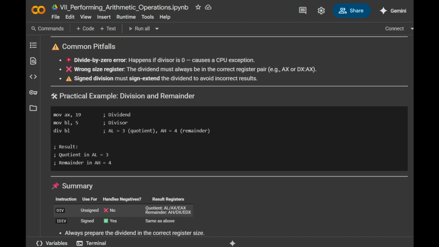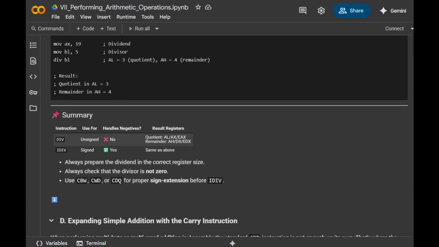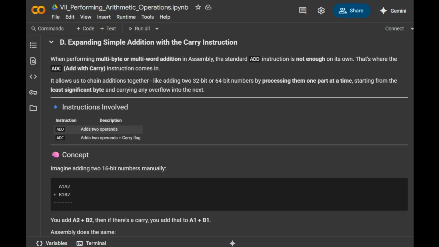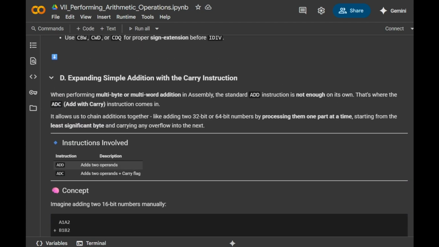Next, let's see how to expand simple addition using the carry instruction. When you need to add numbers that are larger than the CPU's native register size, like adding two 32-bit numbers on a 16-bit processor, the standard ADD instruction isn't enough. This is where ADC, which stands for add with carry, comes in. It allows us to chain additions together.